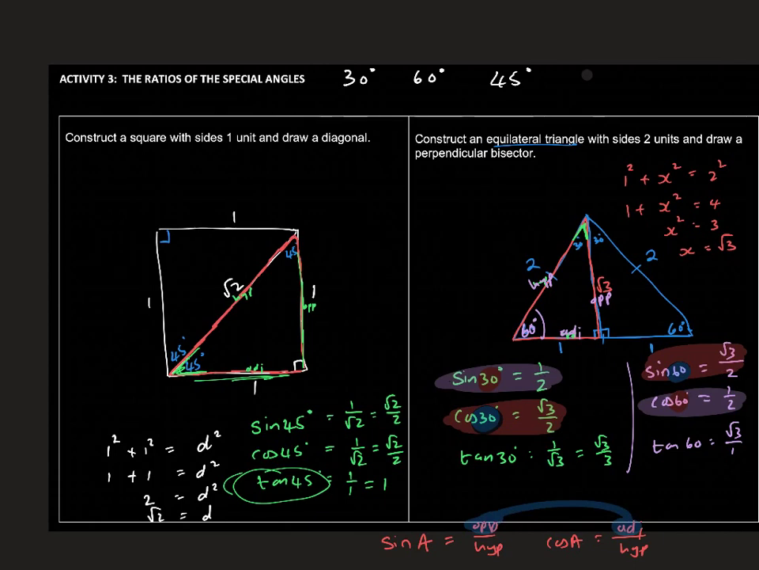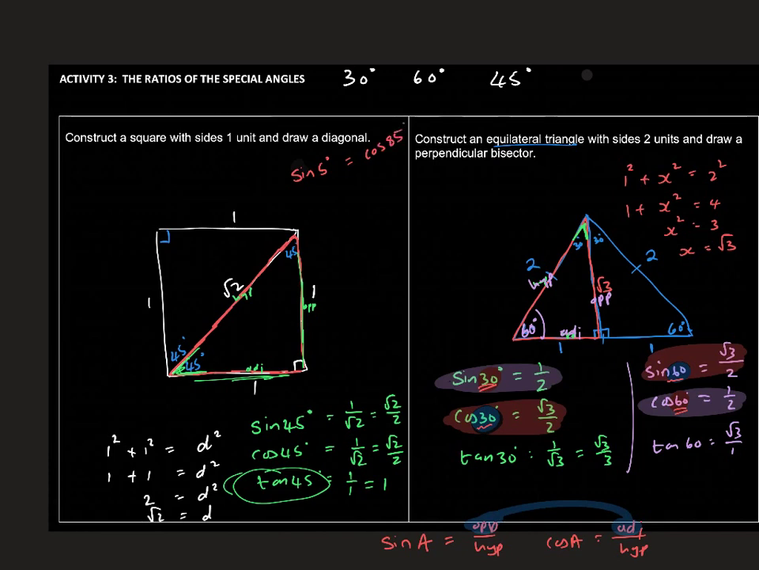So say for example, sine of 5 degrees must be the same as what? Well, sine of 30 is exactly the same as cos of 60, okay? And cos of 30 is the same as sine of 60. So sine of 5 degrees must be the same as cos of 85.